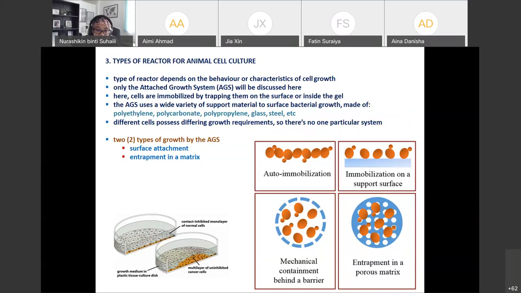The disadvantages of this system: although there is mixing inside, sometimes the distribution of the nutrients might not be uniform. It might not be fully efficient. So that is a challenge, and it is difficult to control and monitor the cell growth process because the cells are now in a matrix.